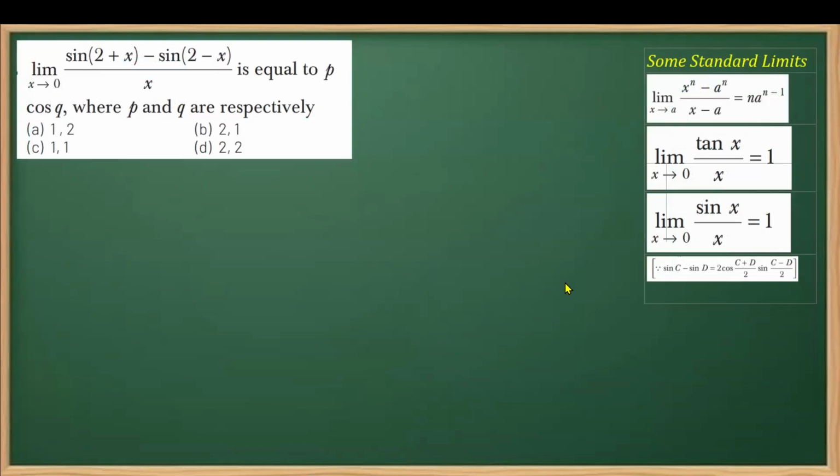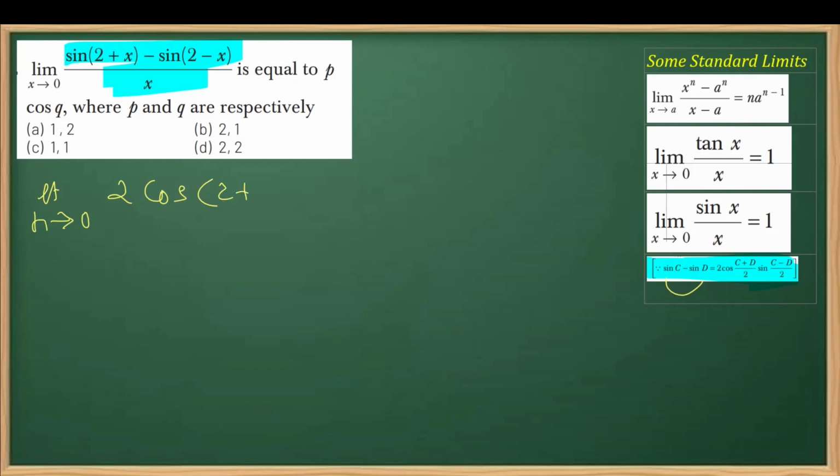The question here is to evaluate sine 2 plus x minus sine 2 minus x over x, which is given equal to p cos q. And p and q are the values which we have to determine in this case. Now, first, what we are going to do is to apply the C and D trigonometric identity over here. So we have limit as x tending to 0. Sine C minus sine D is 2 cos C plus D over 2.